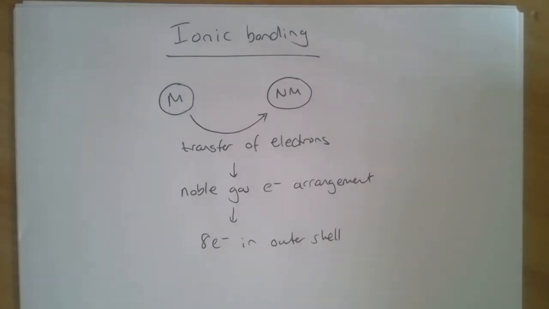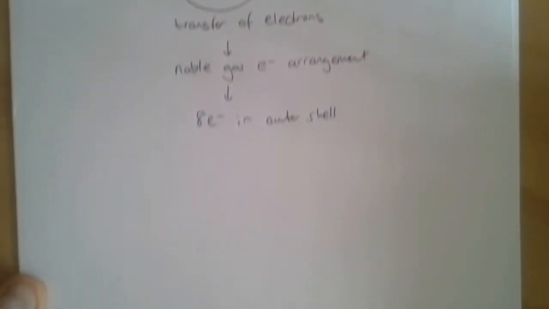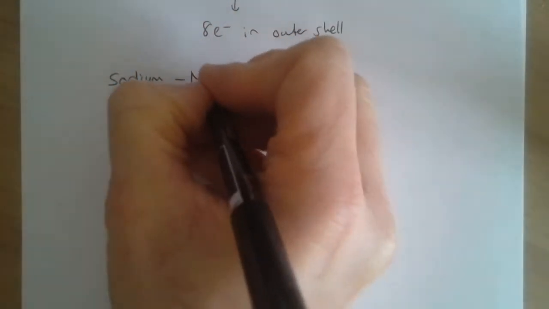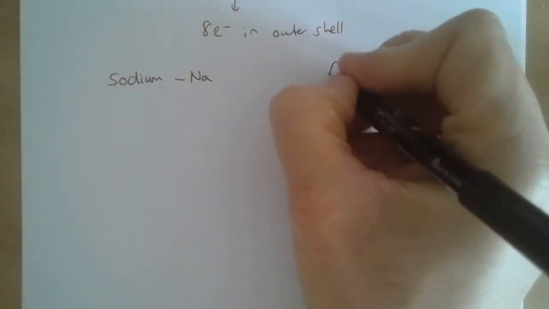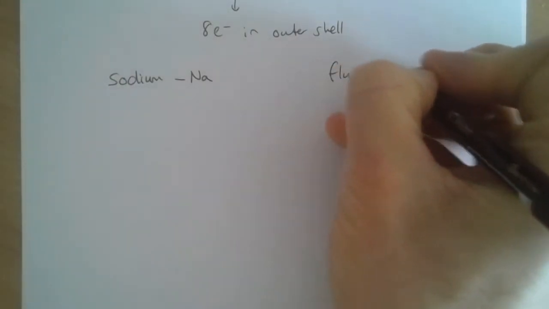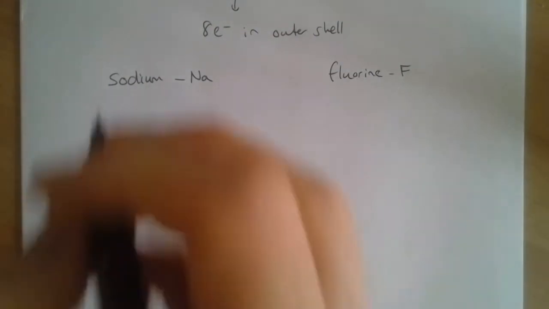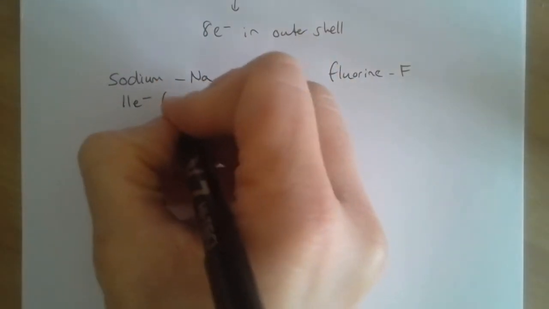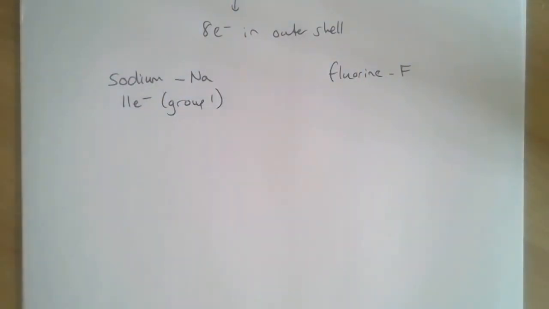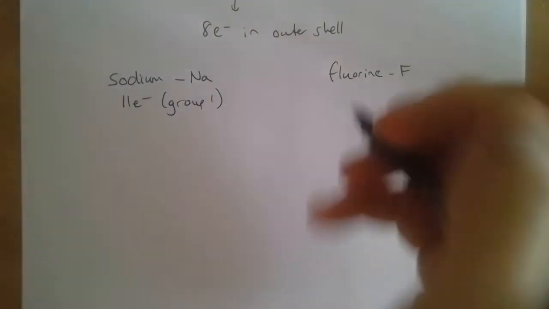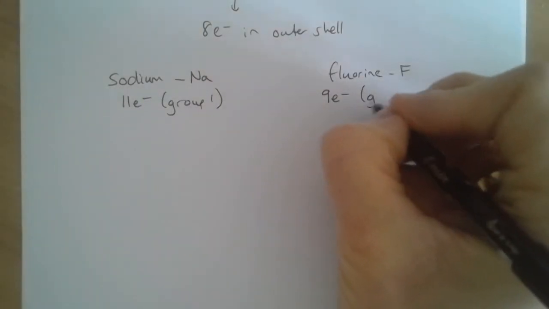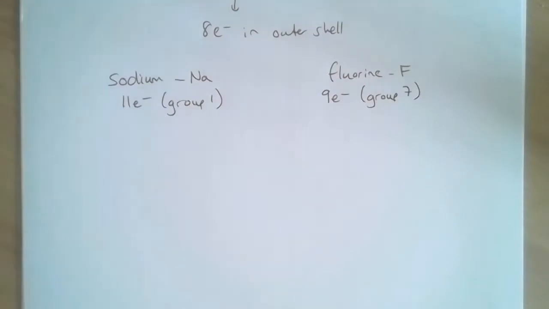So the easiest way for us to do this is with some examples. We're going to look first of all at the reaction between sodium, which has the symbol Na, and fluorine, which has the symbol F. Now, if we look at our periodic table, we'll find out that sodium has 11 electrons, and it is also in group 1. That's going to be important in a minute. We find out that fluorine has 9 electrons, and it is in group 7.